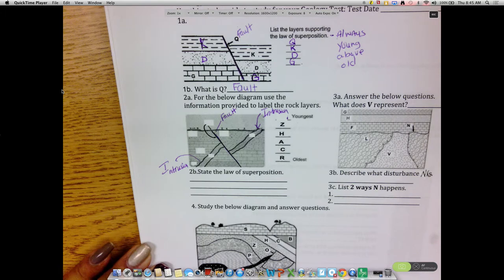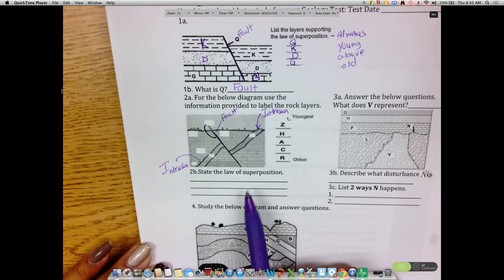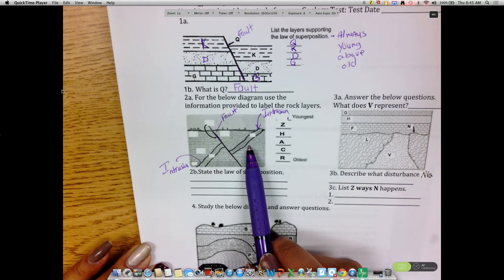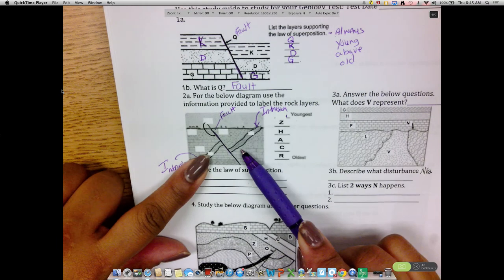Exactly. Remember, features and events are always younger than the layers affected. The fault affected the intrusion, so therefore the fault is younger. The intrusion's older. It was there first, and the intrusion got broken. Remember, the intrusion is molten rock. It's going to harden, and it can break. And you see, the layers are shifted, so it broke.